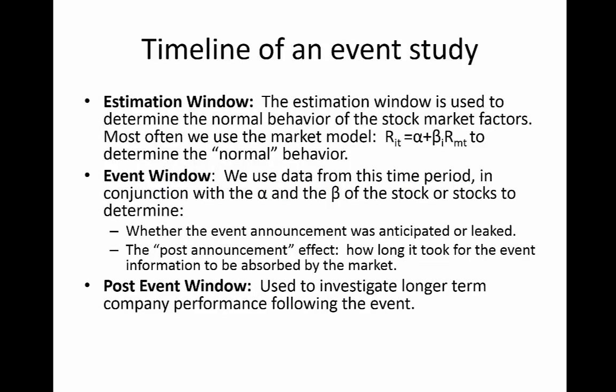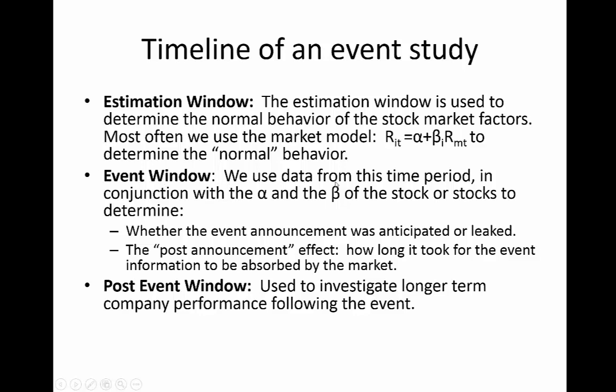So the estimation window is used to determine the normal behavior of the stock market factors. Most often we use the market model, where the returns for the firm are equal to some intercept plus the beta, the relationship between the returns for the firm and the returns for the market, to determine the normal behavior. We use that information then to determine, as we'll talk about soon, abnormal returns.